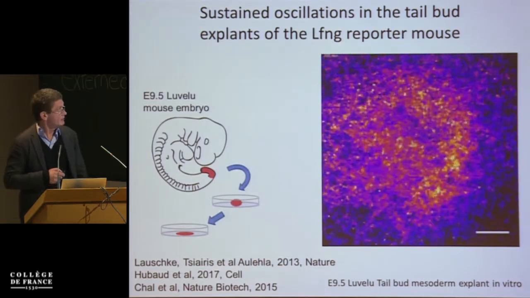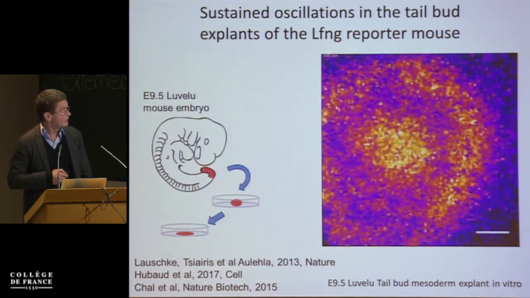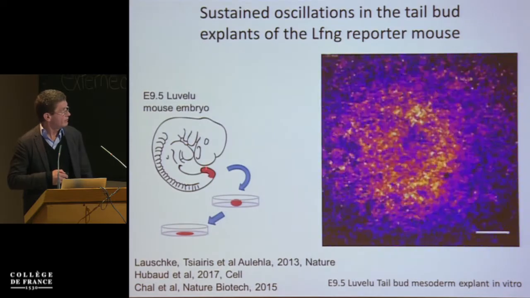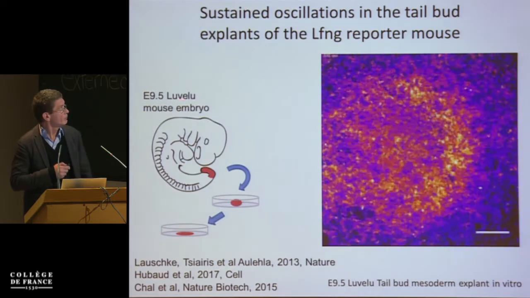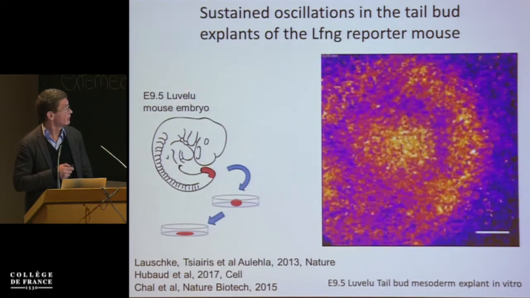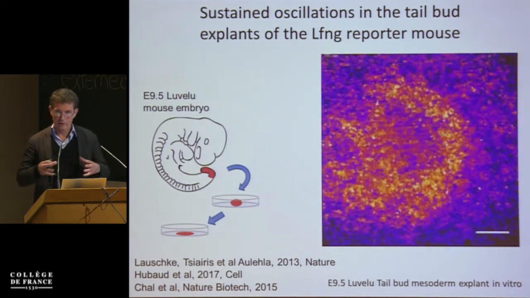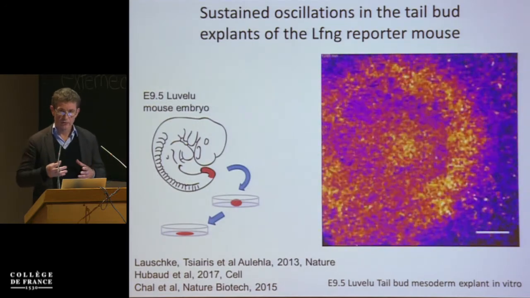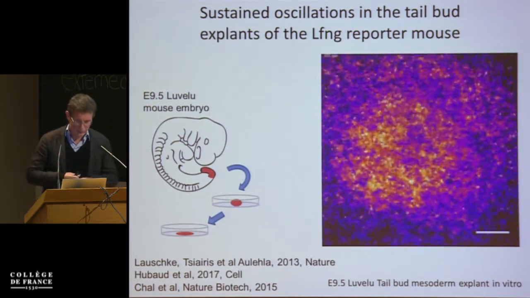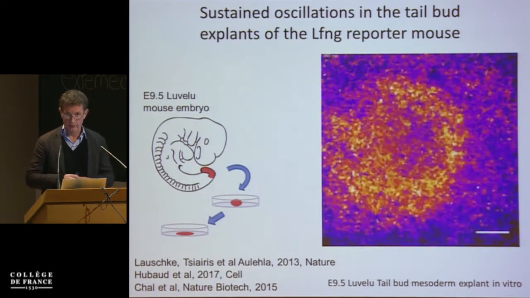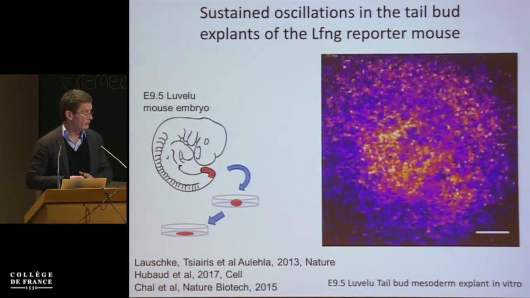And what Alex did is that he designed a system where he showed that if you take the tail bud from the reporter mouse that I showed you that he had generated in my lab, if you take this tail bud, put it in culture, it will form a disk of cells which continue oscillating. So this was really showing that you can maintain this oscillatory behavior in vitro.